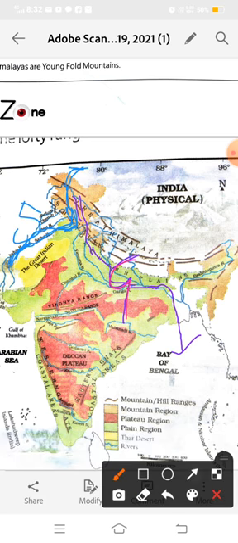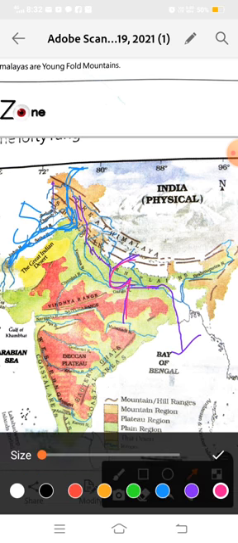See, this is Satluj basin and this is Ganga basin.